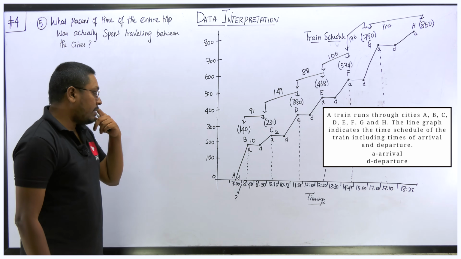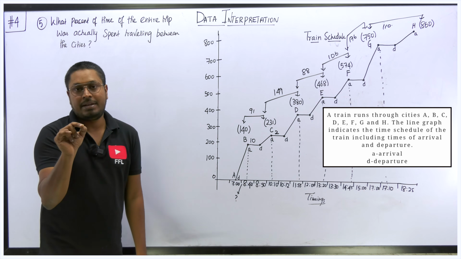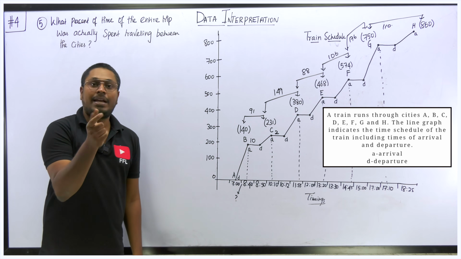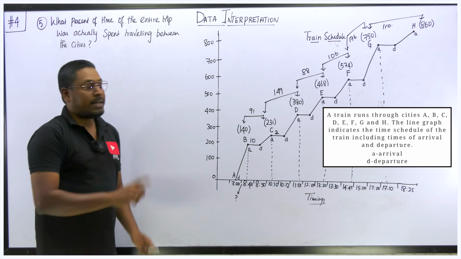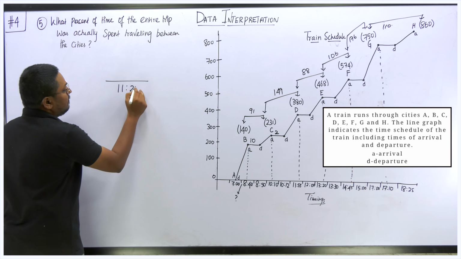So from 7 to 6, that is 11 hours, and with the 25 minutes, 11 hours 25 minutes is the complete duration of the train from the start to city H, right? So we divide by the total duration. The total duration will be 11:25.